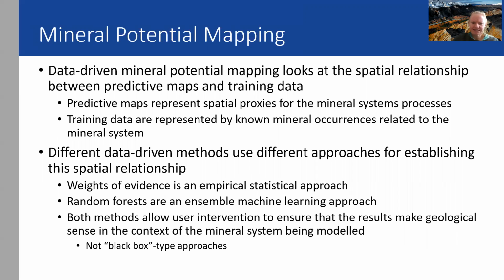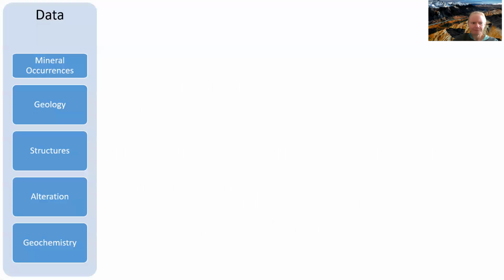So weights of evidence is an empirical statistical approach that uses Bayesian statistics, and random forests are an ensemble machine learning approach. So both of these methods were used by Kennex for the mineral potential mapping because they allow some degree of user intervention to ensure that during the modeling process, the results actually make geological sense in the context of the mineral system that's being modeled. So we don't end up with some nonsense results. They aren't black box type approaches. They do allow a review of the outputs at different stages of the modeling.